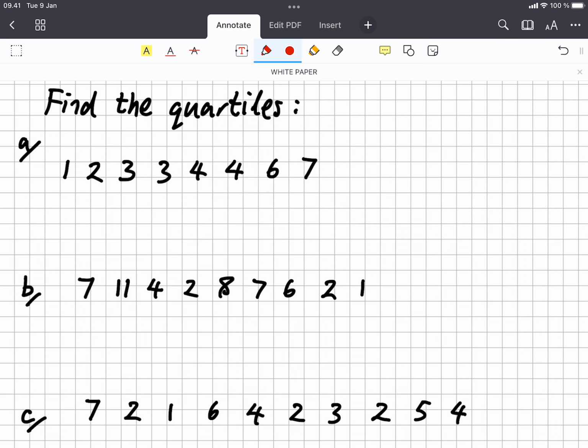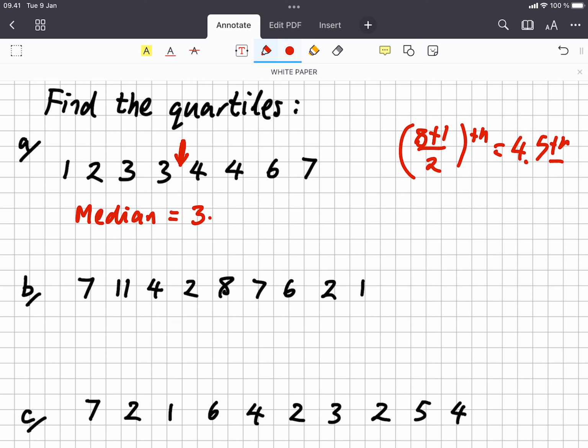So the median is the 8 plus 1 divided by 2th value, which is the 4.5th value. So that would be halfway between the 4th value and the 5th value. It would be in there halfway between 3 and 4. So we say that the median is 3.5, halfway between the 3 and the 4.